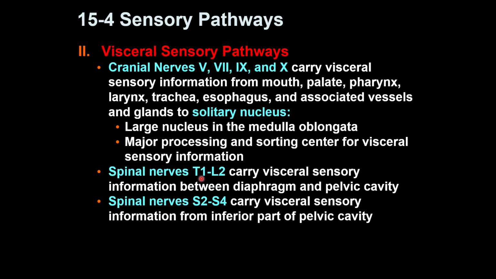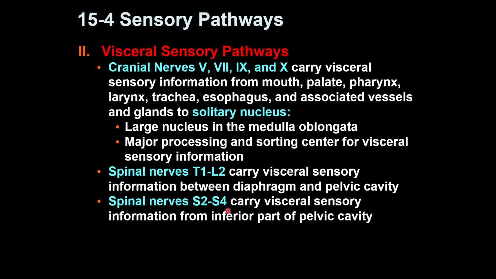The information from the abdomen and upper part of the pelvis, so below the diaphragm, goes through the T1 to L2 of the spinal cord. If you remember, T1 to L2 is the sympathetic nervous system. The sympathetic nervous system is actually motor, but it also carries some of the sensory information from the organs. And the information from the lower part of the pelvis is carried by S2 to S4.